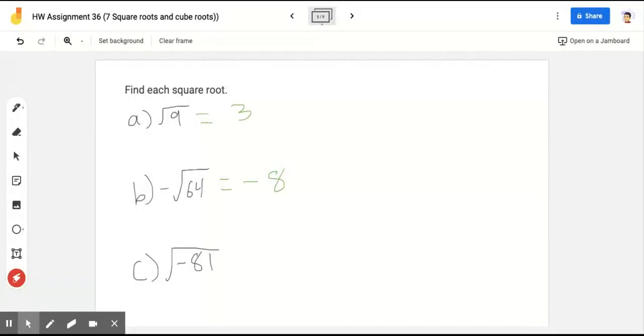And C asks us for the square root of negative 81. Can we find the square root of negative 81? We cannot. I'm going to say that it's not applicable because there are no real numbers. So, not a real number.